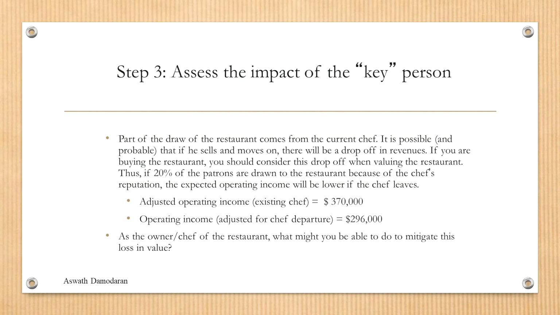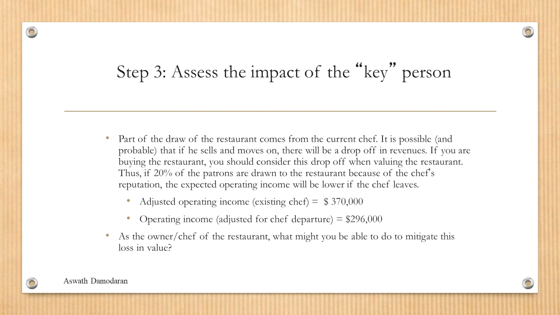And step 3 is to assess the impact of the key person effect. We already did a little adjustment on this key person. We added the salary back into our consideration. And also we should look at the impact of the departure of this key person on the restaurant's operating income. We assume that there will be a 20% discount because 20% of customers may no longer be interested in this restaurant because the chef has gone. So that could be the case.